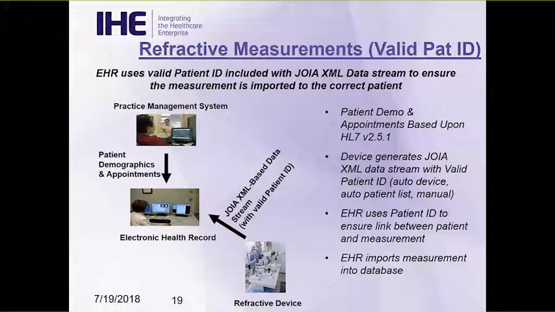In this case, the ID is basically put into the refractive device. Again, that could be through some sort of proprietary integration, or maybe somebody just types it in. But the patient ID is being sent along with the XML data to the electronic health record system. And then the electronic health record system now has an XML-based data stream that can incorporate these specific measurements as discrete elements into the electronic health record system.